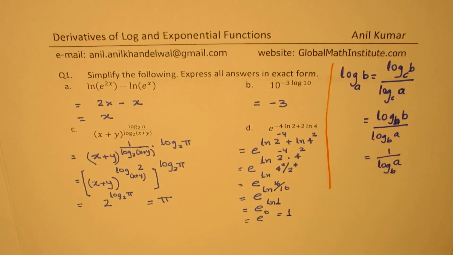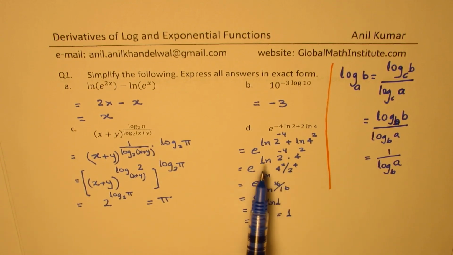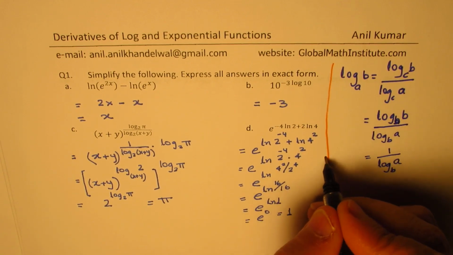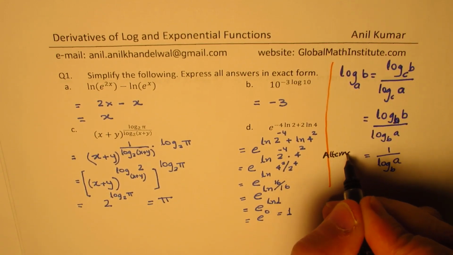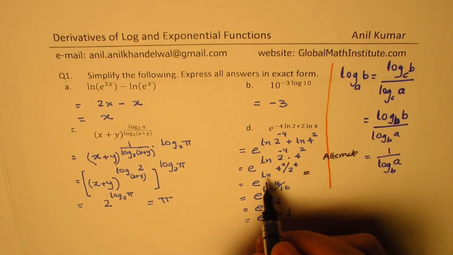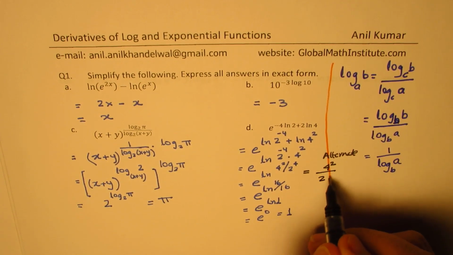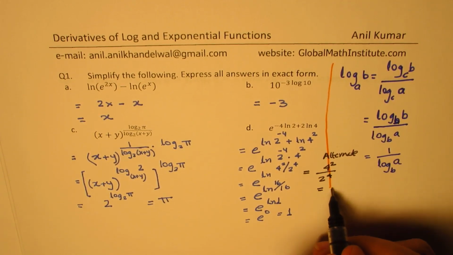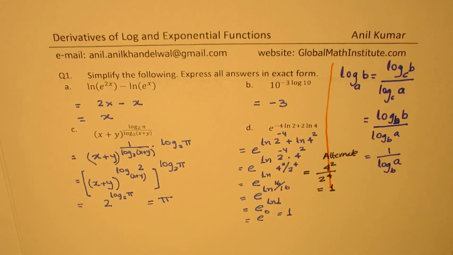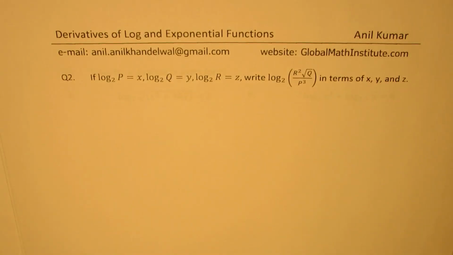You could do it like this. Or at this stage, you could have written directly, let me rewrite, alternate. So at this stage, from here itself, we could have written this as 4 squared divided by 2 to the power of 4, which is equal to 1, right? So we could have got the answer like that also. So I hope that makes sense. Let's move on and take question number 2 now.